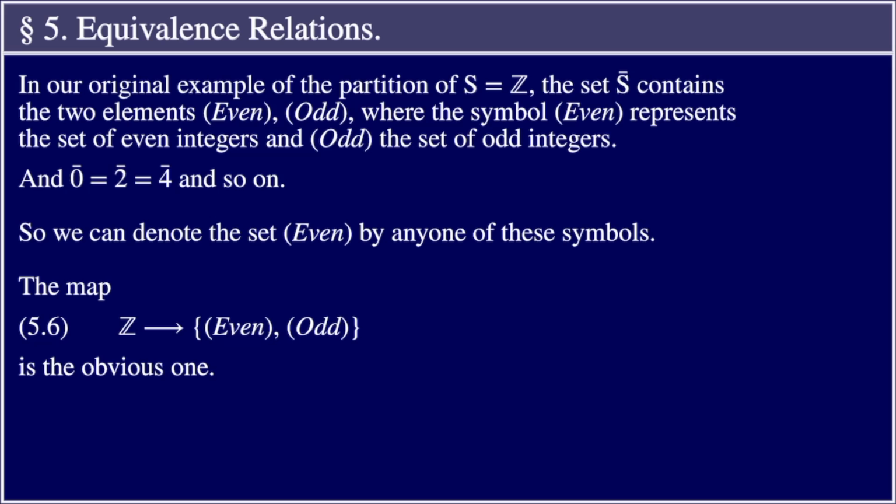In our original example of the partition of S equals Z, the set S bar contains the two elements, even and odd, where the symbol even represents the set of even integers and odd the set of odd integers, and 0 bar equals 2 bar equals 4 bar, and so on. So we can denote the set even by any one of these symbols. The map 5.6, mapping Z to the partition even, odd, is an obvious one.